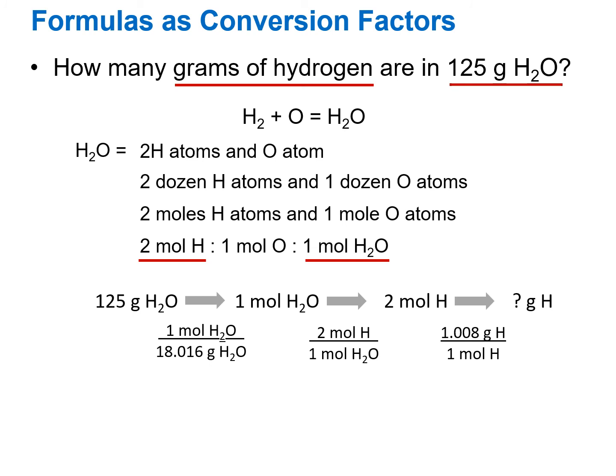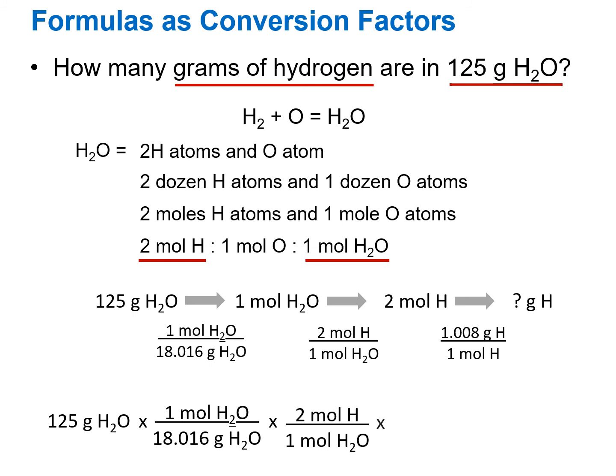So when I set up my problems, I like to start with what I'm given, and what I'm given is 125 grams of water. I'm going to drop in my first conversion factor. I'm going to drop in my second conversion factor. I'm going to drop in my third conversion factor. And you know me, I like to get rid of those repeating terms. So I have grams of water on the bottom and grams of water on top. I have moles of water on the bottom, moles of water on top. I have mole of hydrogen on the bottom, mole of hydrogen on top. And I'm leaving all the numbers standing because all I'm getting rid of when I do that cross out are the units.